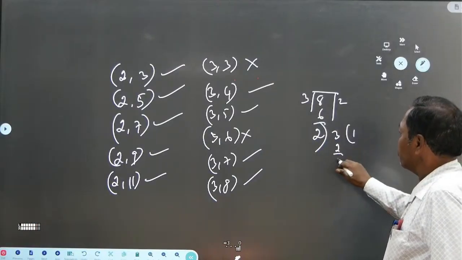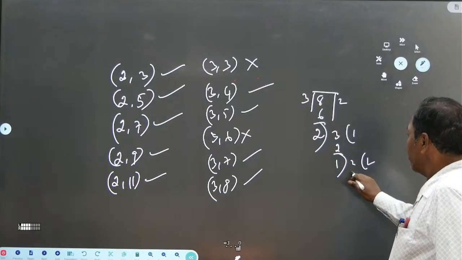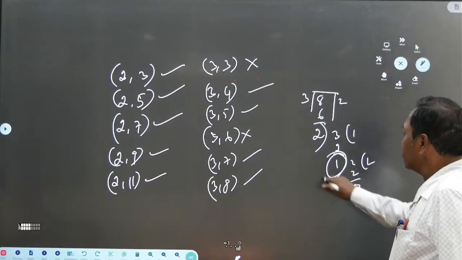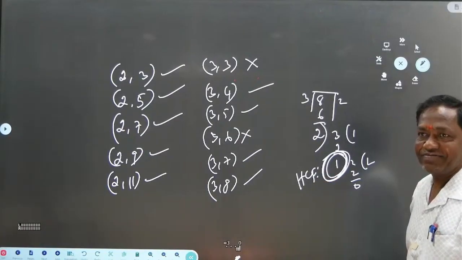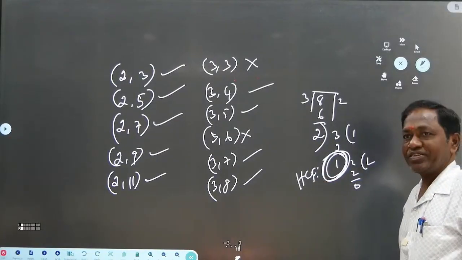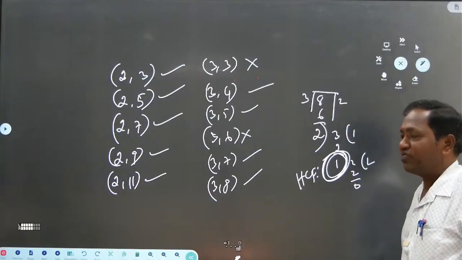Again 2 ones are 2, remainder 1. Again this divisor will come here. 2 2s are 1, 0. The last divisor is the HCF. This is the process, the division method. Because these are smaller numbers we can do it directly. For larger numbers you have to go to the division method.